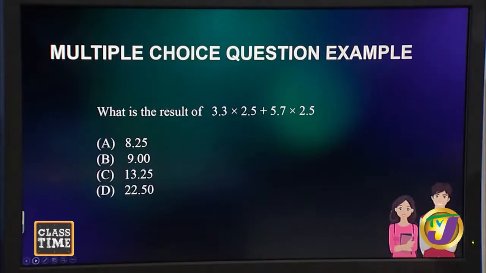So now we have another question in this section. Operations on decimals. So now we have 3.3 multiplied by 2.2 plus 5.7 multiplied by 2.5. Here we're multiplying and we're adding, and as you can see, there are no brackets.